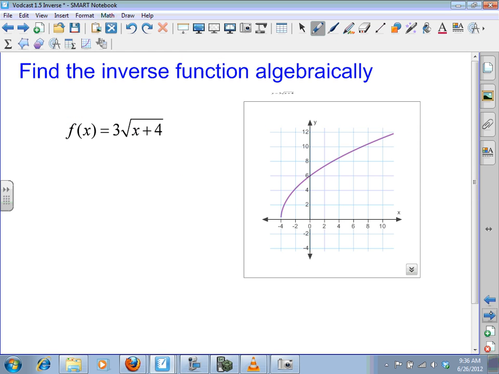All right, so what if we have a function and we want to find the inverse of that function algebraically? You probably remember this from algebra. You simply switch x and y around. So let me write this as a y equals equation. I take this and I switch x and y around, and I get 3 times the square root of y plus 4. And you undo this algebraically. You solve for y. So I divide by 3 first.